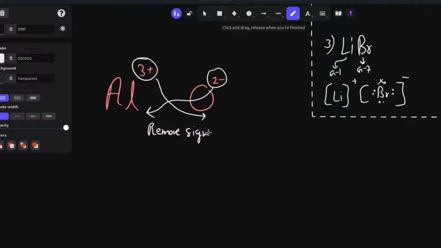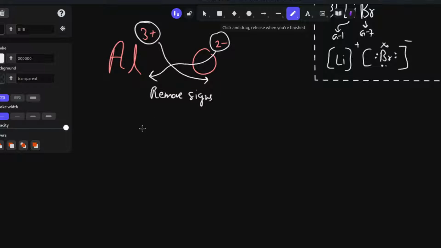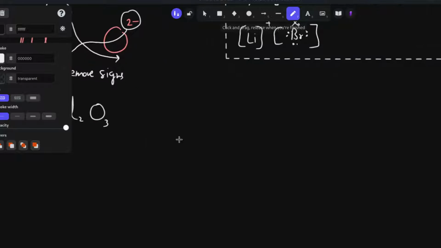Remove the signs. So the positive and the negative signs must go. We will again get Al2O3. Let's do another example.